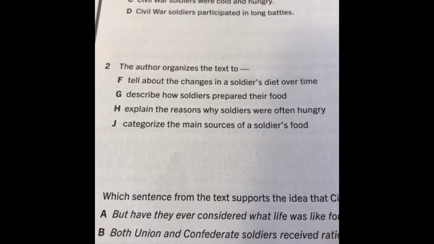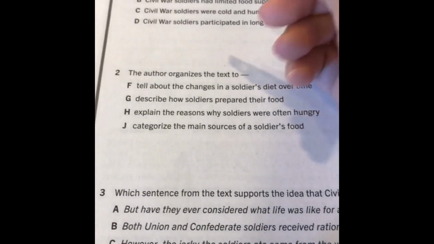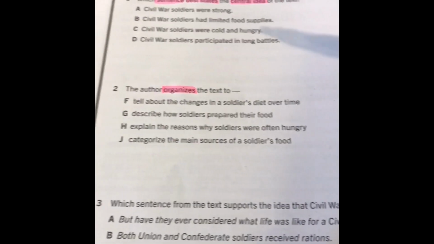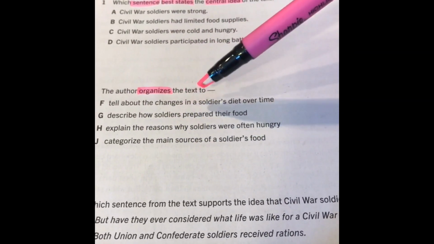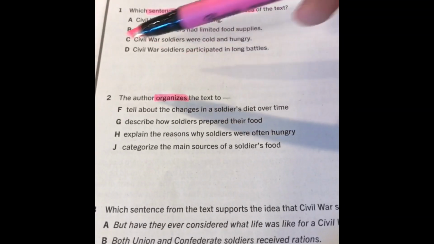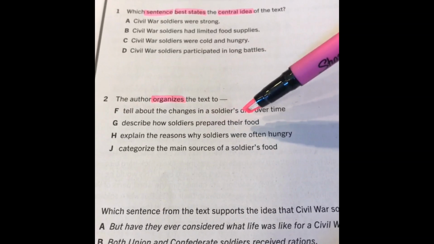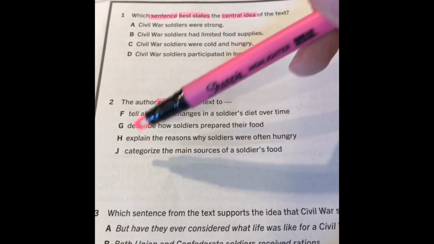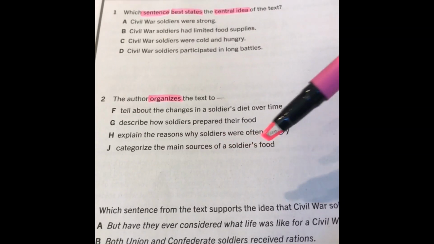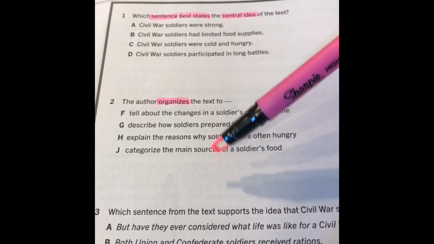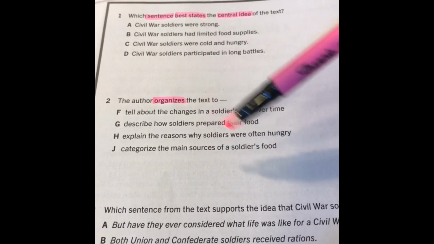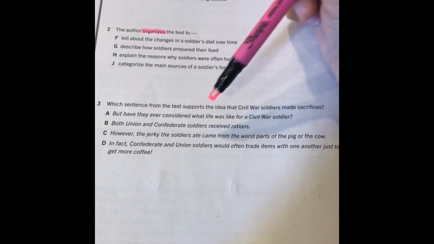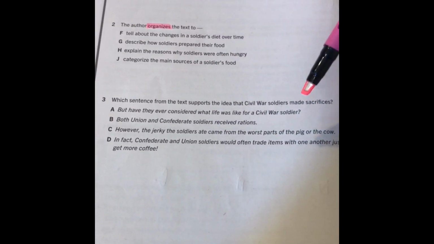Okay, let's take a look at number two. Number two, the author organizes the text to. So it's asking about organizational pattern. Why are they organizing the text the way that they are? F, to tell about the changes in a soldier's diet over time. G, to describe how soldiers prepared their food. H, to explain the reasons why soldiers were often hungry. J, to categorize the main sources of a soldier's food. There are a lot of keywords in these answer choices that you need to be highlighting before you eliminate any answers.